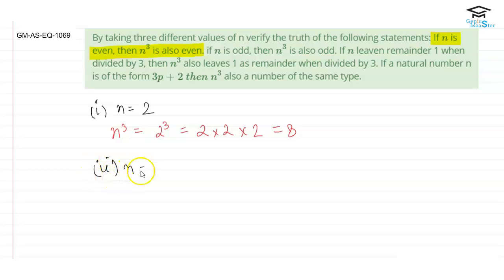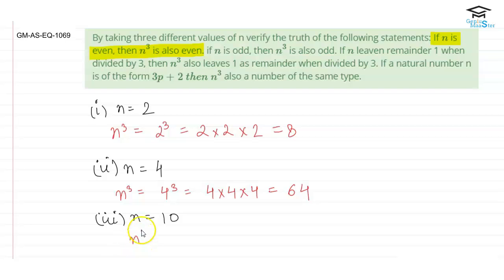Second, n we will take as 4. So n cube equals 4 cube, which is equal to 4 into 4 into 4, 4 into 4 is 16, 16 into 4 is 64. Third, n we will take as 10. So n cube equals 10 cube, which is equal to 10 into 10 into 10, which is 1000.